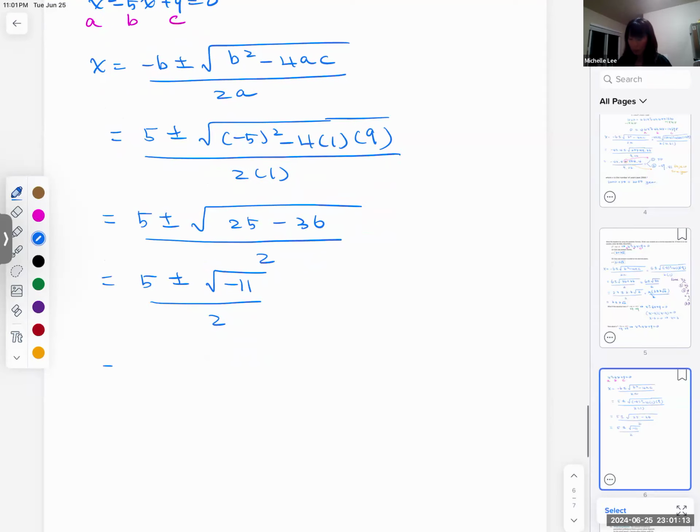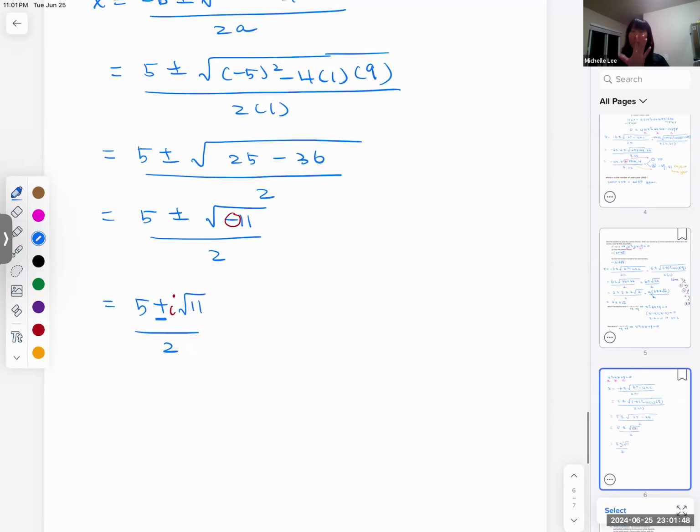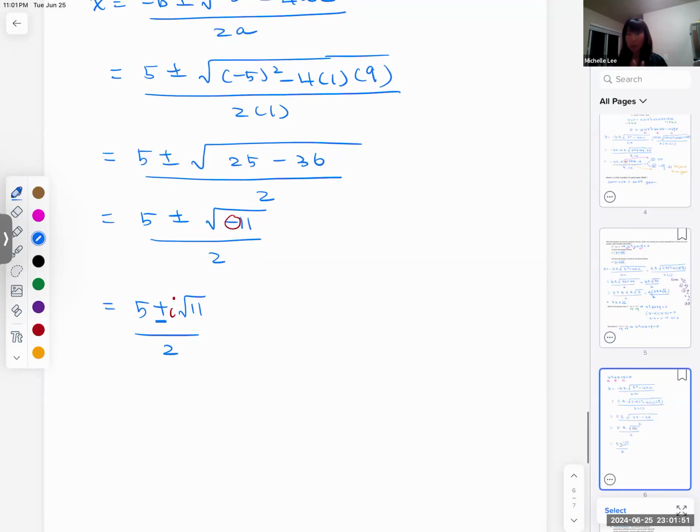So we can express this one: we have a negative inside the square root. That is an imaginary number, so we express it this way: the square root of 11, and then we use i, all over 2. That's the one number. The other one is negative, right? So plus or minus with that number. Okay, all right. So we were using the quadratic formula in the second way.